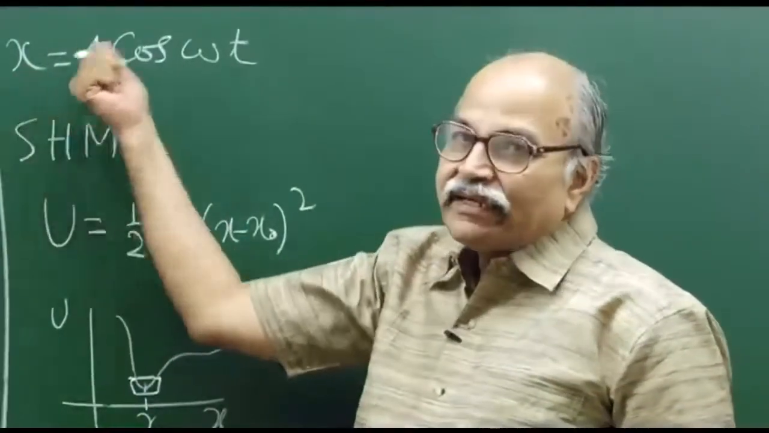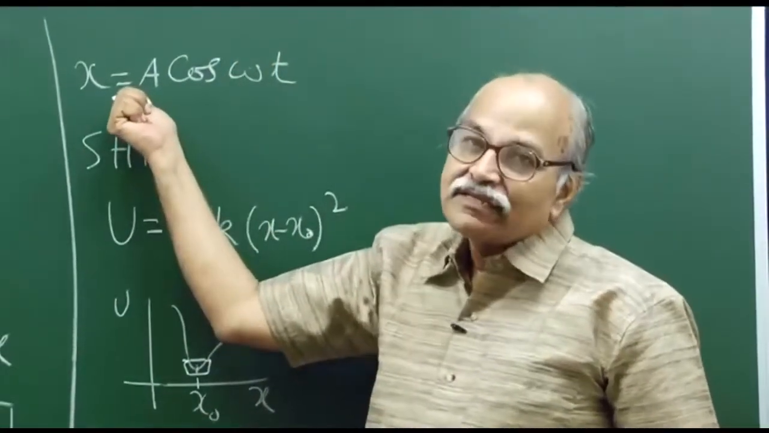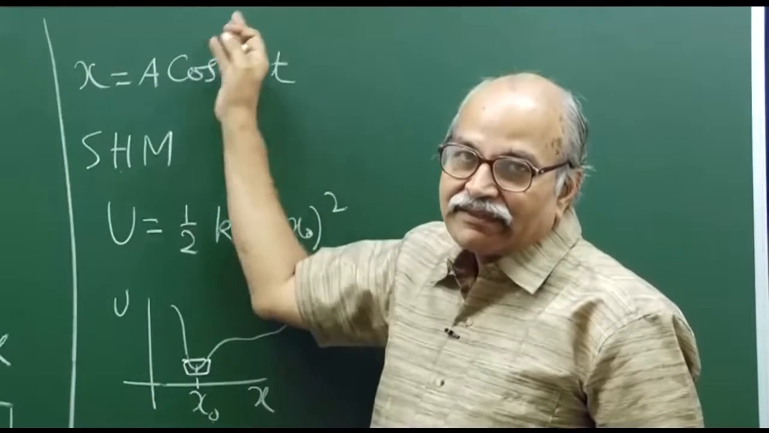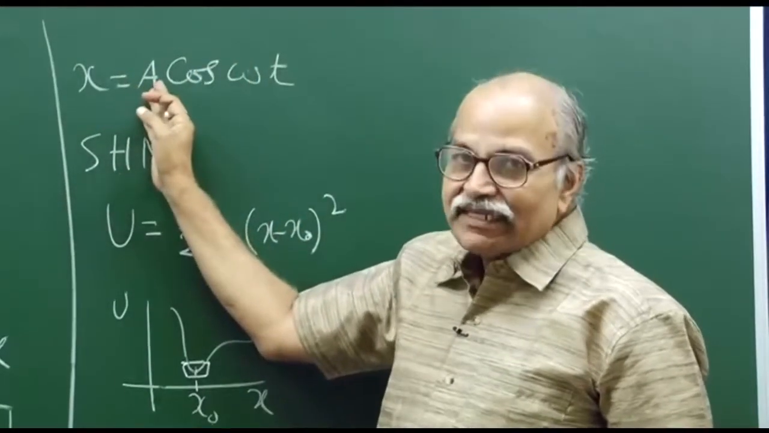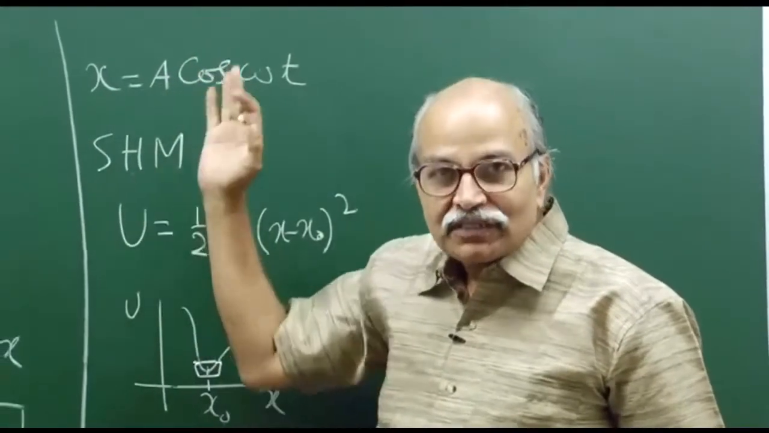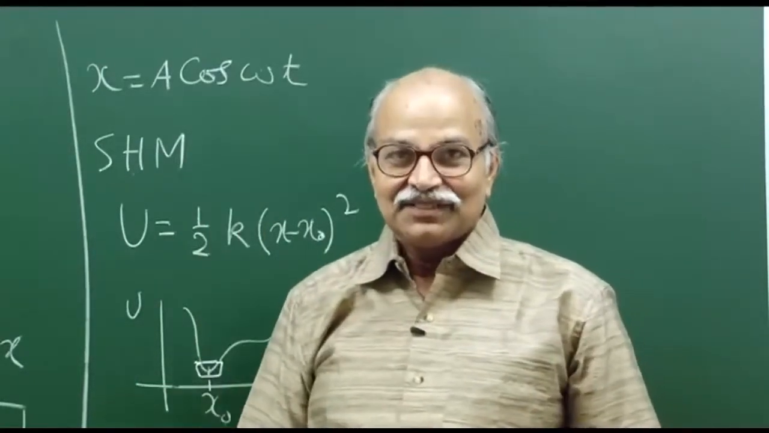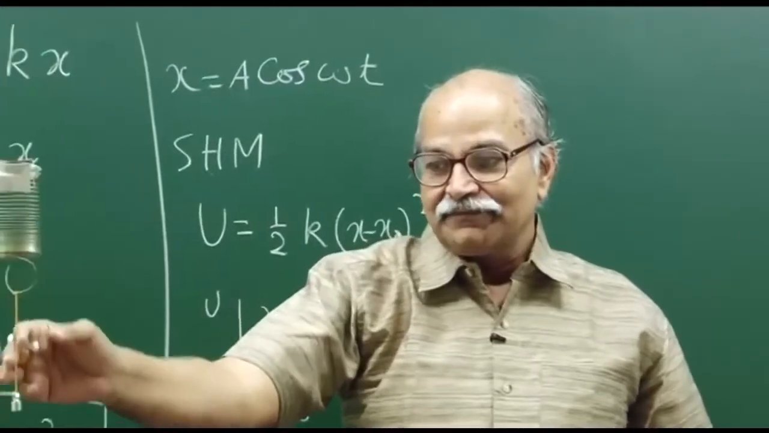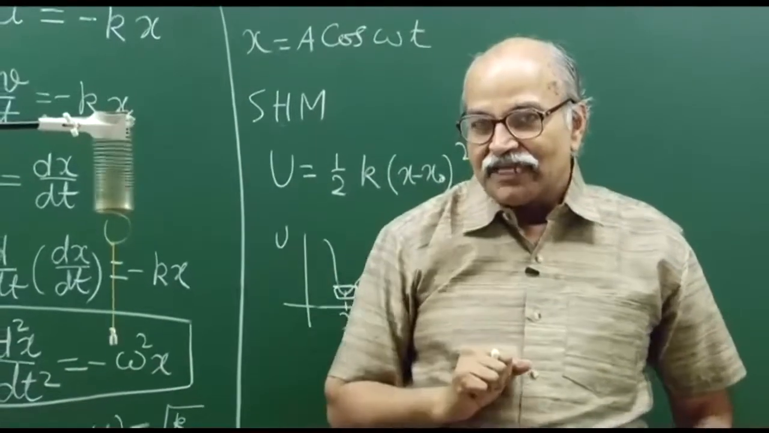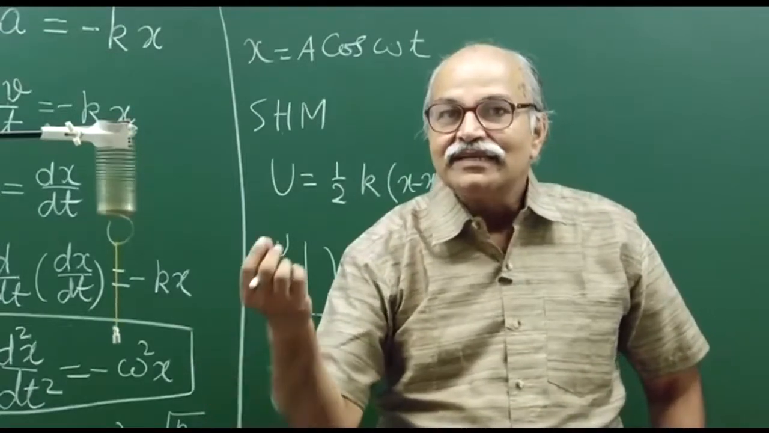Now, this equation tells that as time passes, the amplitude does not decrease, because this cos omega t will always go from plus 1 to minus 1. So, x will go from plus A to minus A. So, it is a constant amplitude oscillation for all time to come. Real systems are never like this. If you take this spring mass system, if I oscillate it with some certain amplitude, you wait for some time and you will find that the amplitude is gradually decreasing.